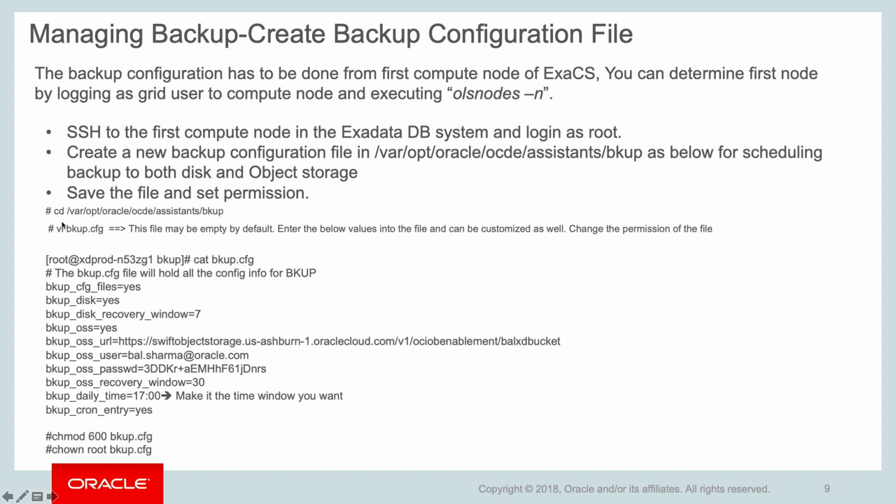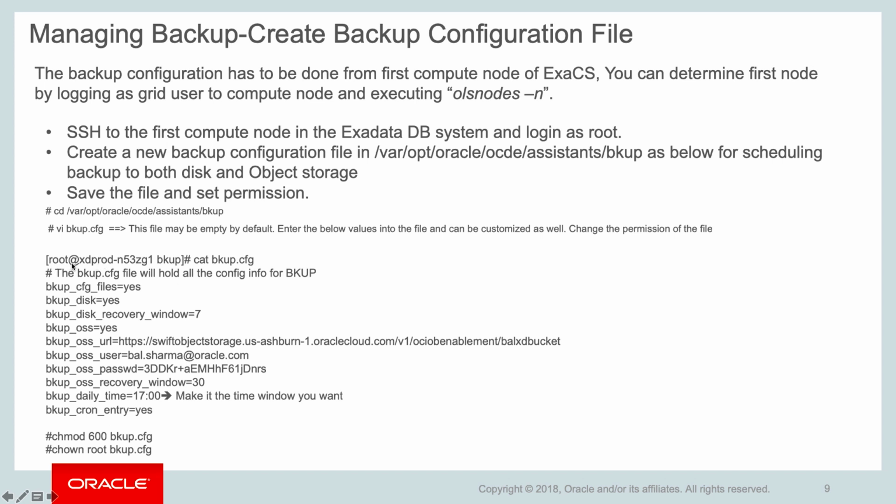In this example, I'm navigating to /var/opt/oracle/ocde/assistants/backup. I create a backup.cfg file. This particular file could be empty by default. So when you log in to your compute node, you can take a look; this file should most likely be there, but it will not have any records in it. You can enter the values, and I have taken an example.